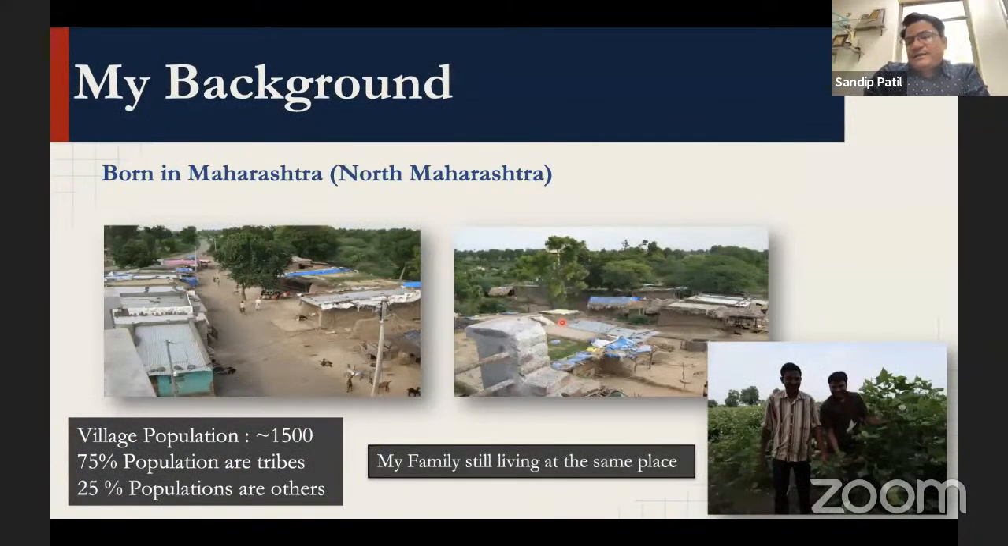So as I said, we'll take the journey of mine, and this is my village. I took this photograph from the terrace of my house. You can see on the left and right a few homes. The population of the entire village is around 1,500 people. Out of these, 75% are tribes and 25% are farmers, which is we.